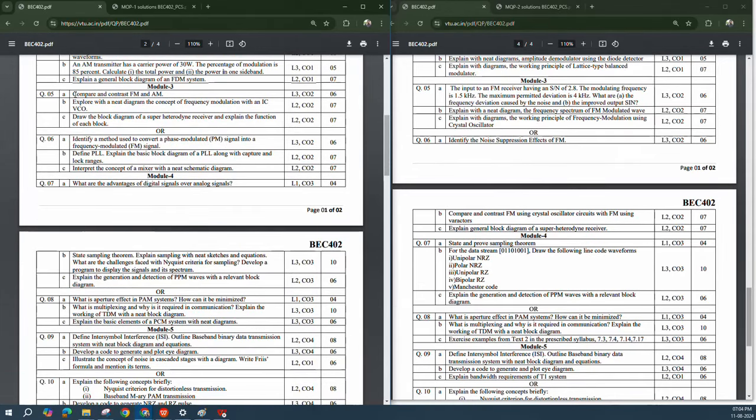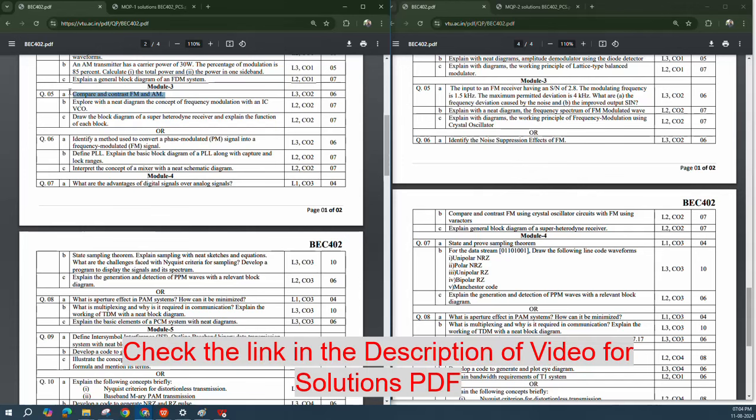Coming to module 3, compare and contrast FM and AM. So this is also a repeatedly asked question. Generally a theory question will be asked on FM and AM differences usually in some exams.